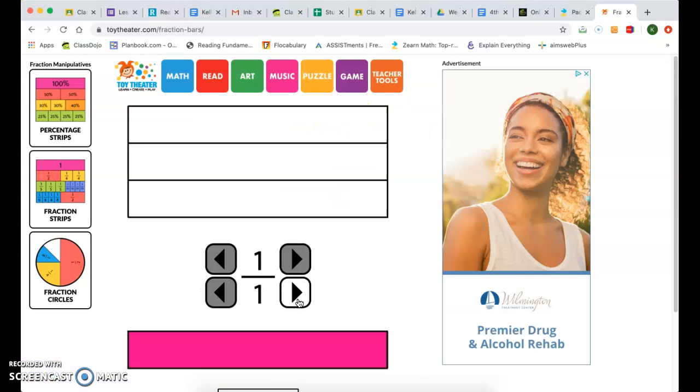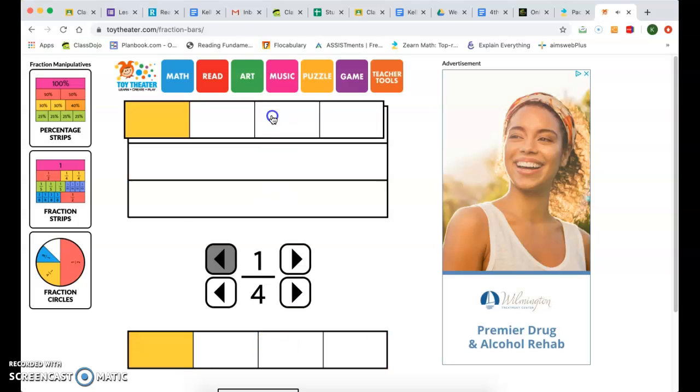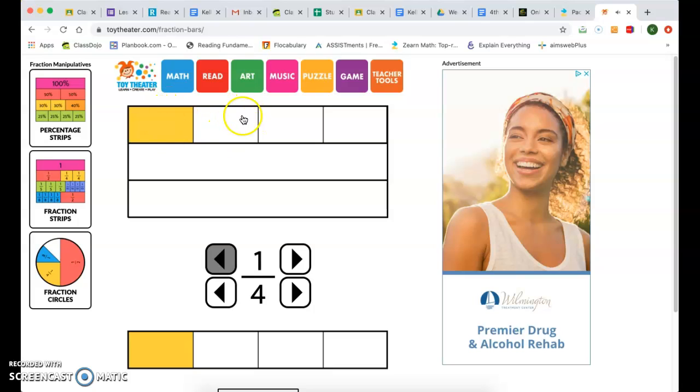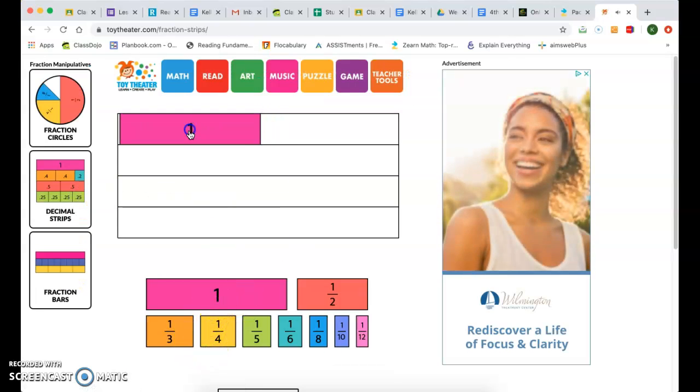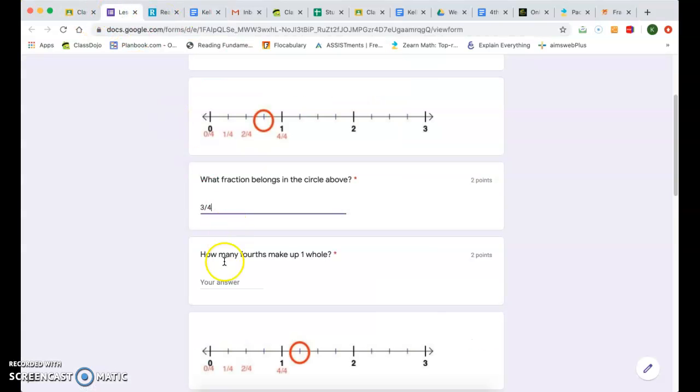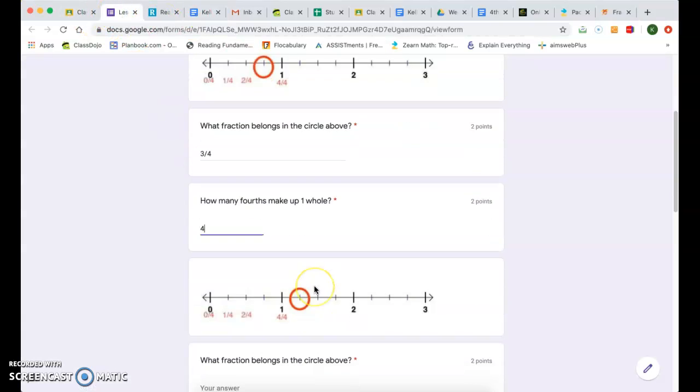Or we could look at it with our fraction bars. We can tell that it takes 1, 2, 3, 4 pieces to make up one whole when you're dealing with fourths. Or we could look at it here and say, okay, this is one whole. How many fourths does it take? 1/4, 2/4, 3/4, 4/4. It takes 4 fourths to make up one whole. So the answer there should be 4.